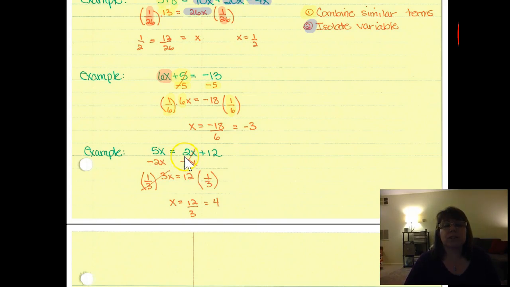5x equals 2x plus 12. Well, I have x's on the left, I have x's on the right, I want to put them together. So I'm going to move the 2x by subtracting 2x on both sides, giving me 3x equals 12. Now again, I want to isolate my variable, so I'm going to multiply each side by 1/3, the reciprocal of 3. Once I do that, x equals 12 over 3, which equals 4.